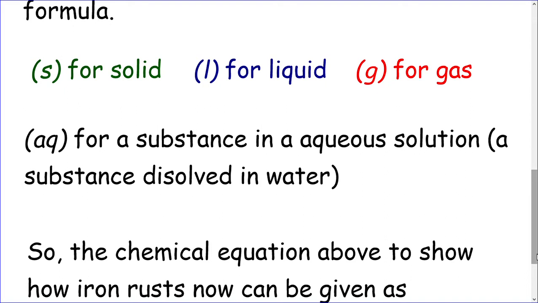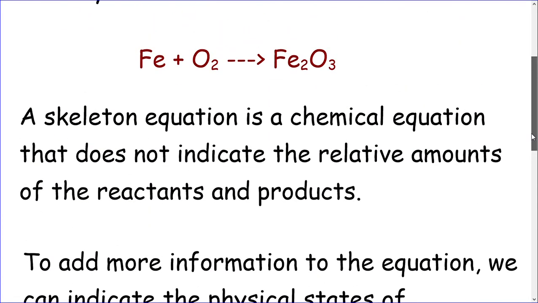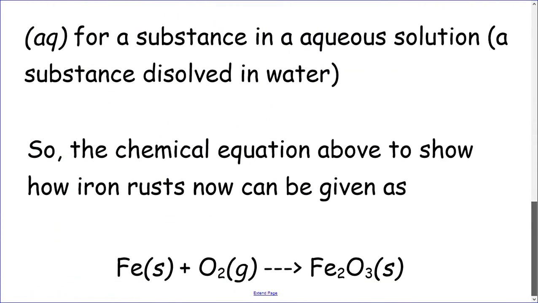So the chemical equation that we have above, that's here, we can now expand it a little bit more. We can see it's Fe solid, so solid iron, oxygen gas, and it makes solid iron 2 oxide.